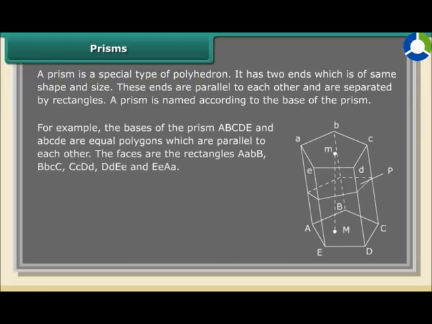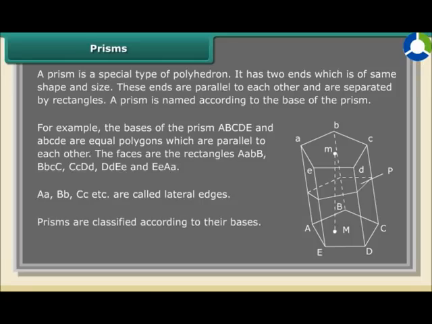For example, the bases of the prism ABCDE and A'B'C'D'E' are equal polygons which are parallel to each other. The faces are the rectangles AA'B'B, BB'C'C, CC'D'D, DD'E'E, and EE'A'A. AA', BB', CC', etc. are called lateral edges. Prisms are classified according to their bases.